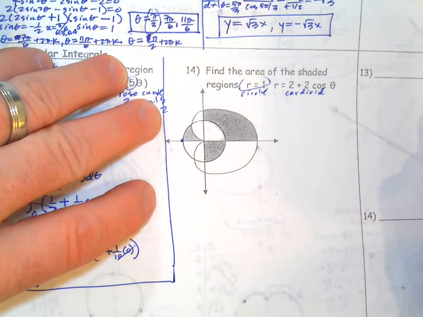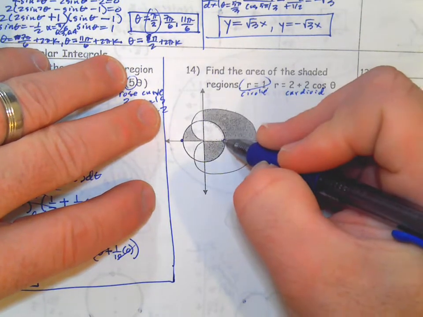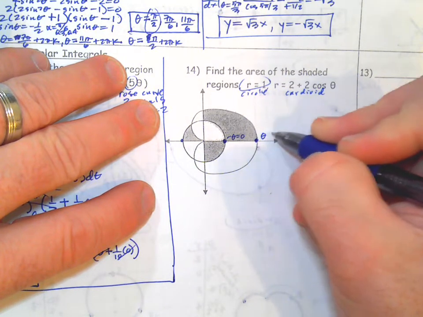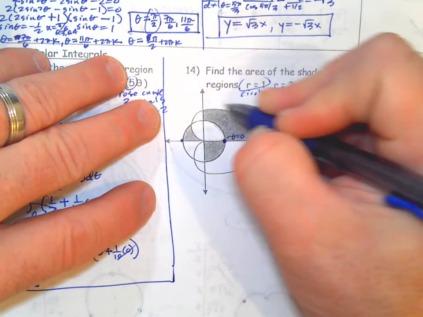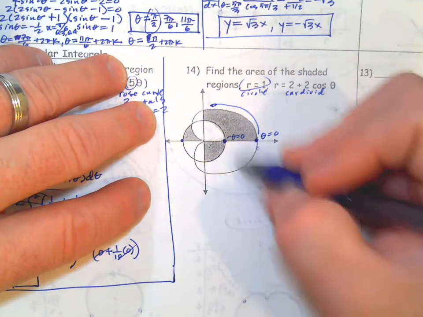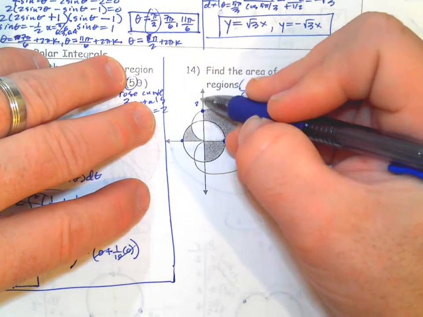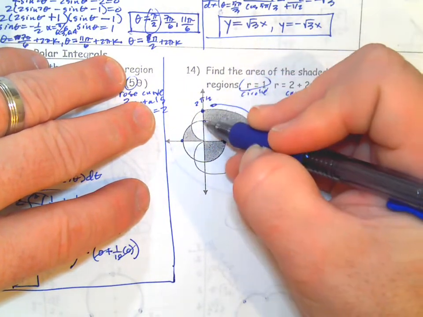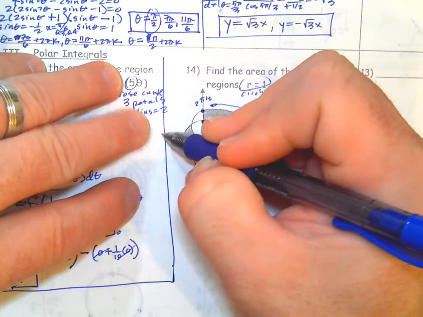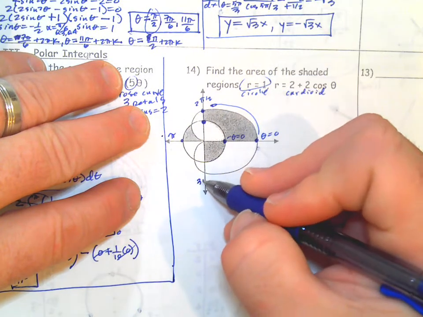Let's see, both have theta equals 0 here. You want to figure out where they start. Theta equals 0 here, and it goes this direction. Or I could plug in pi over 2, you get 2, right? So this is pi over 2 for both of them. This is pi for both of them. This is 3 pi over 2 for both of them.